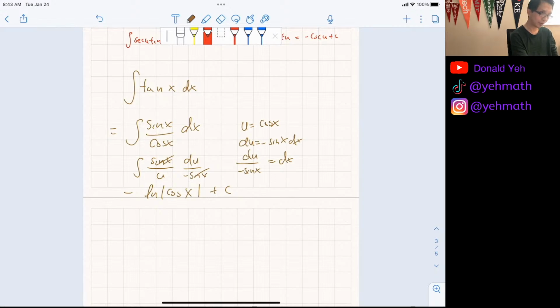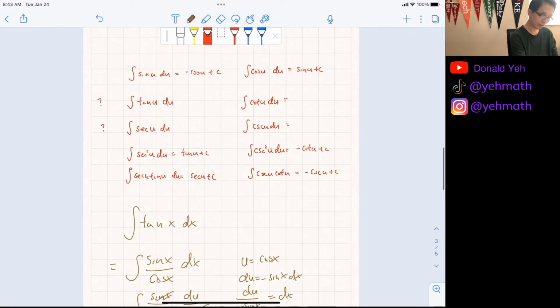Deborah, what's your question? Wait, so that's the integral. Yeah, that's the integral of this, so it's equal to negative natural log cosine of u plus c. So what do you think the integration of cotangent of u is, using the same pattern? What do you think the answer will be?